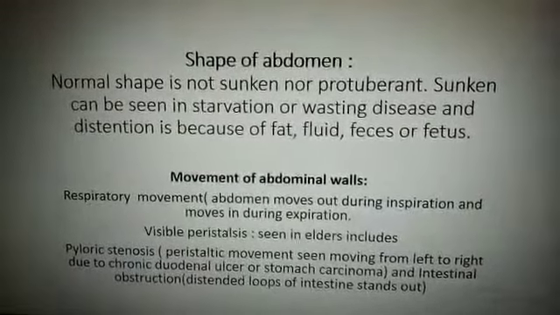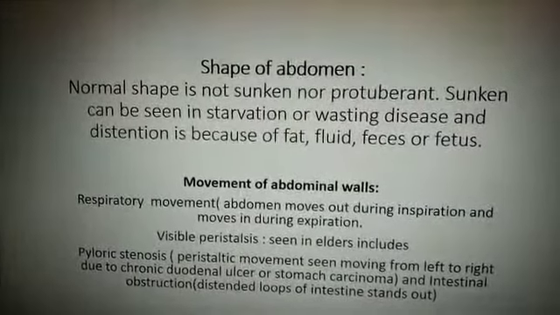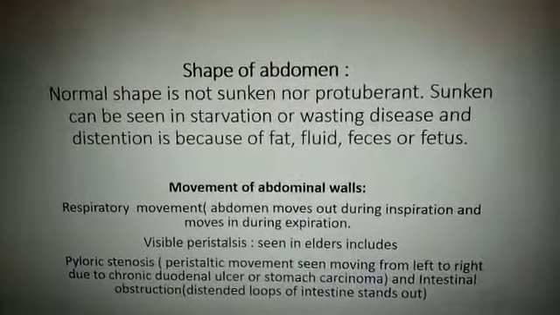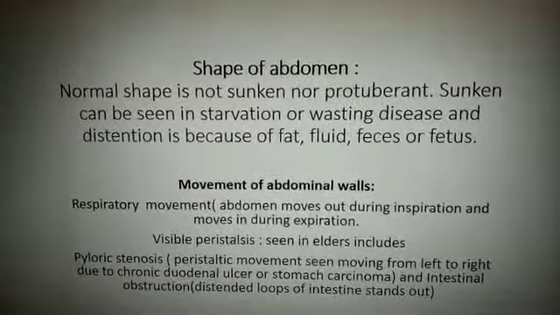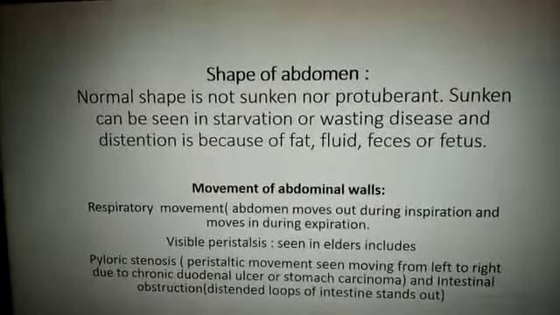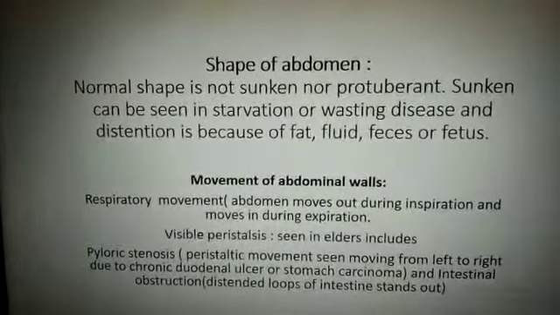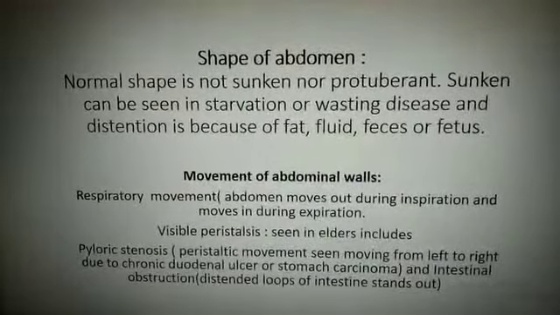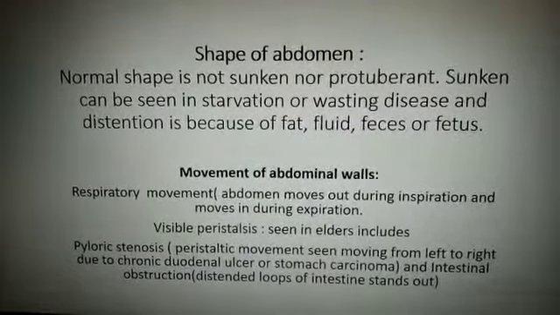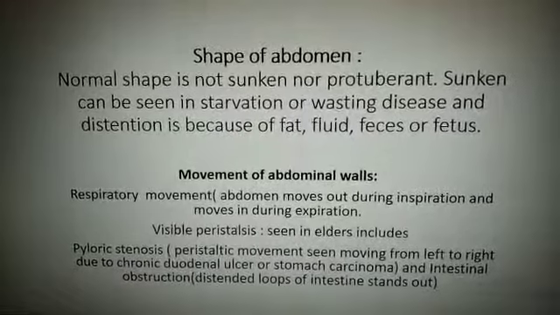Movement of abdominal walls. Respiratory movement: the abdomen moves out during inspiration and moves in during expiration. Visible peristalsis seen in elderly people includes pyloric stenosis. Peristaltic movement seen moving from left to right is due to chronic duodenal ulcer or stomach carcinoma, and in intestinal obstruction a distended loop of intestine stands out.